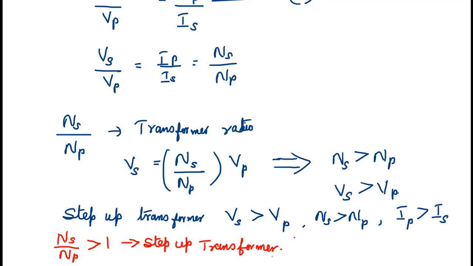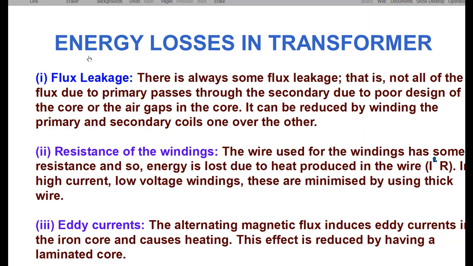What are the energy losses in transformers? There are 4 major energy losses in a transformer. One is flux leakage. There is always some flux leakage. That is, not all of the flux due to the primary passes through the secondary, due to poor design of the core or air gaps in the core. It can be reduced by winding the primary and secondary coils one over the other.